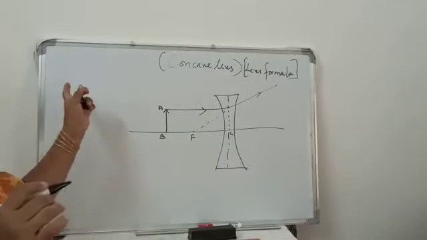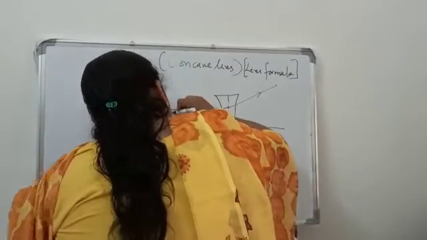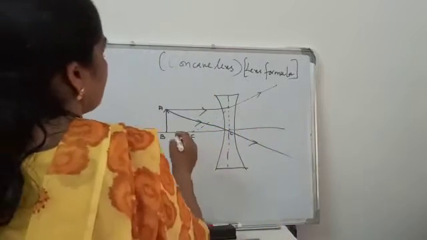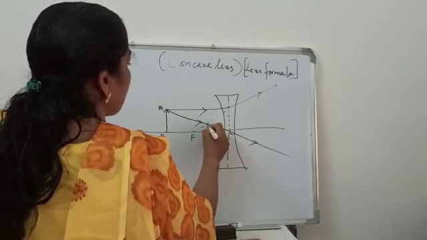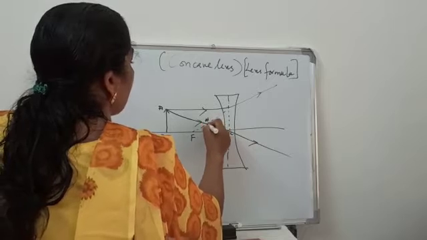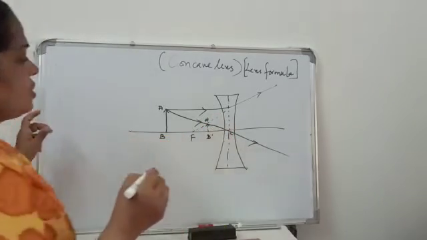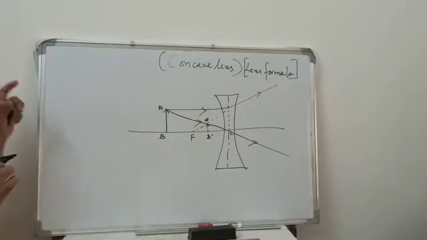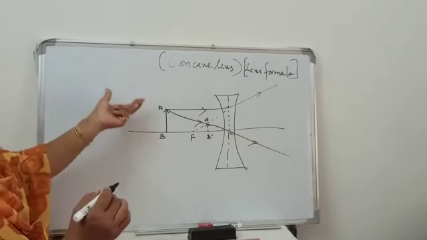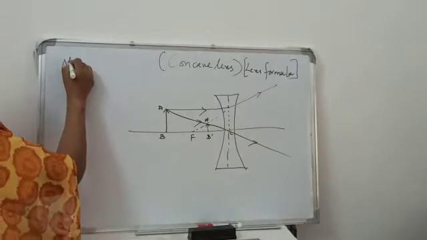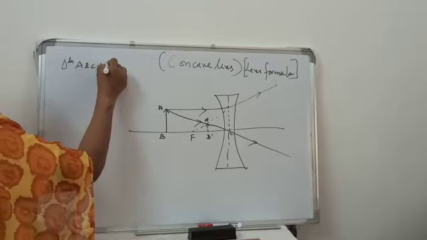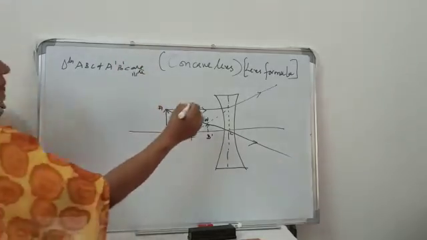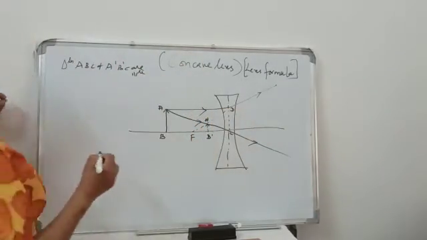Another ray of light passing through the optic center goes without any deviation. These two rays meet at the point A dash. Therefore, A dash B dash is the virtual, erect and diminished image of AB. Now, in a similar manner as we proved for convex lens, triangles ABC and A dash B dash C are similar. Let me mark this point as D over here.